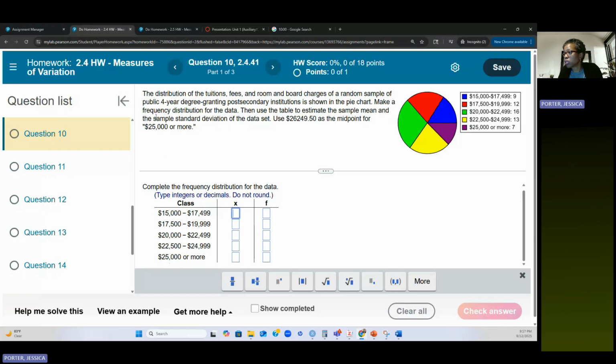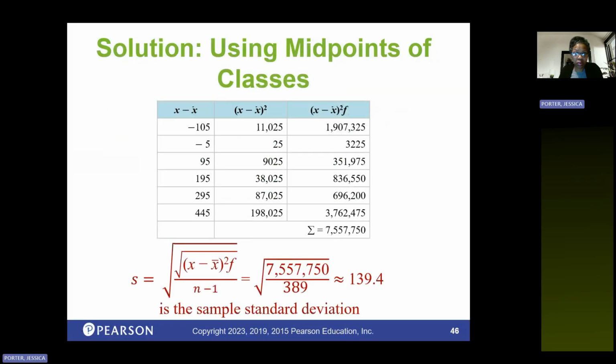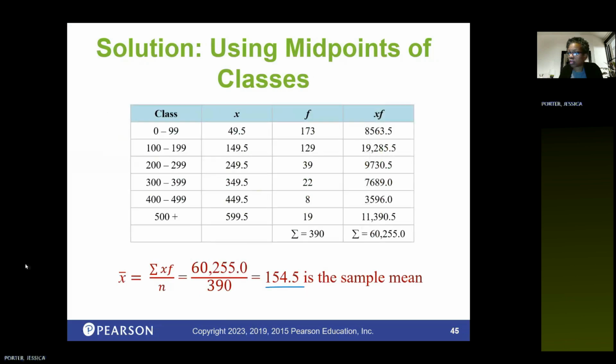We're going to use, does it tell you? It doesn't. It doesn't tell you. Do we have classes? Did they give us classes here?